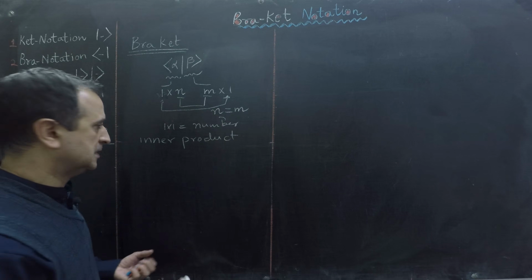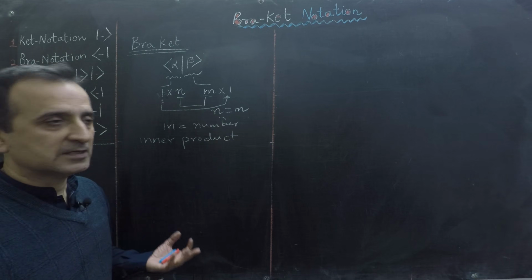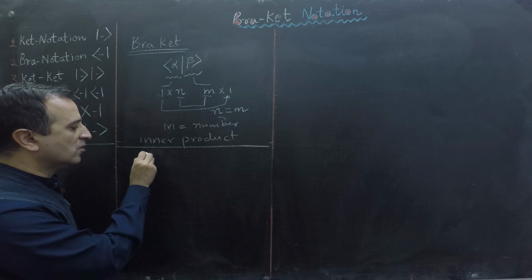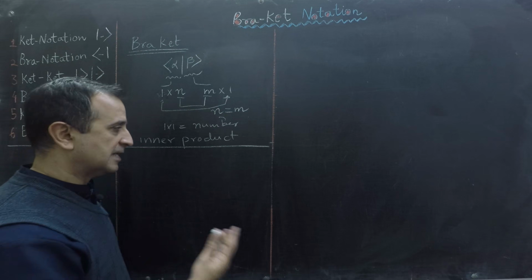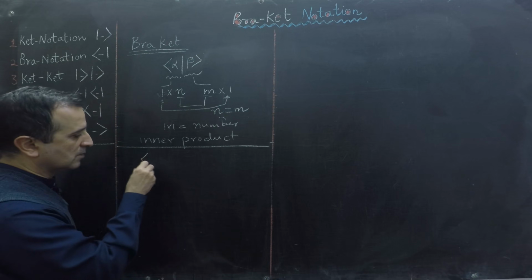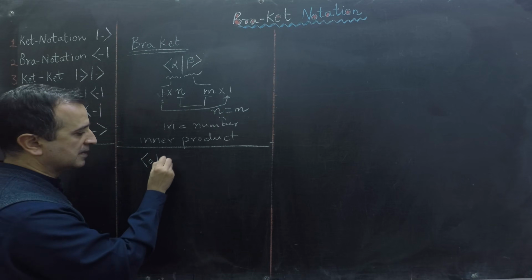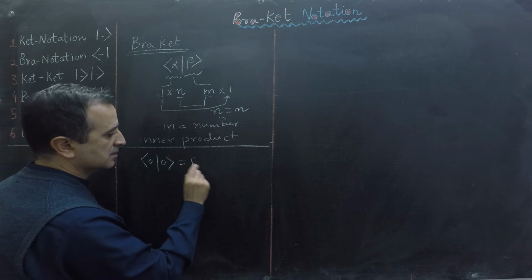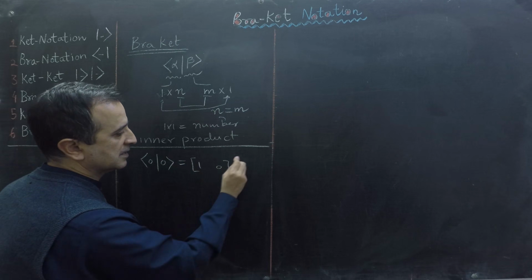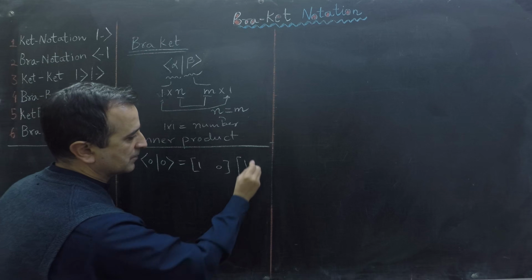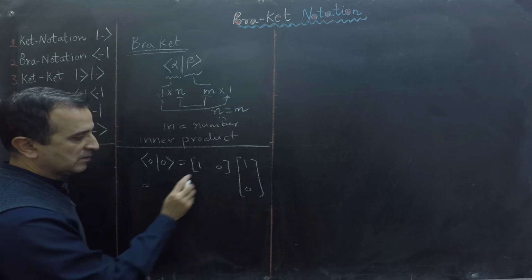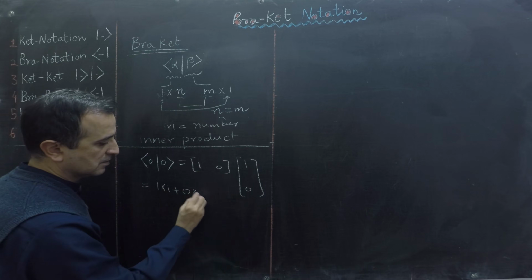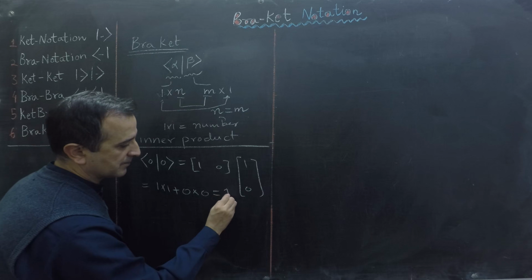Let's learn it with some examples. We start with a simple example. Let's compute the inner product of Ket0 with Ket0. So Bra0 and Ket0 is equal to 1 0 times 1 0, and our answer will be 1 times 1 plus 0 times 0, and that is equal to 1.